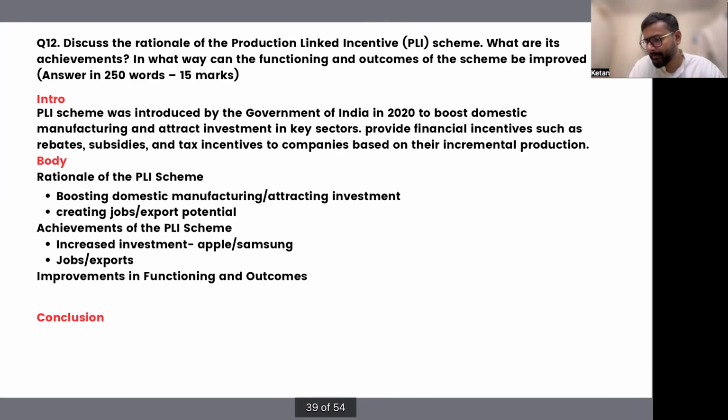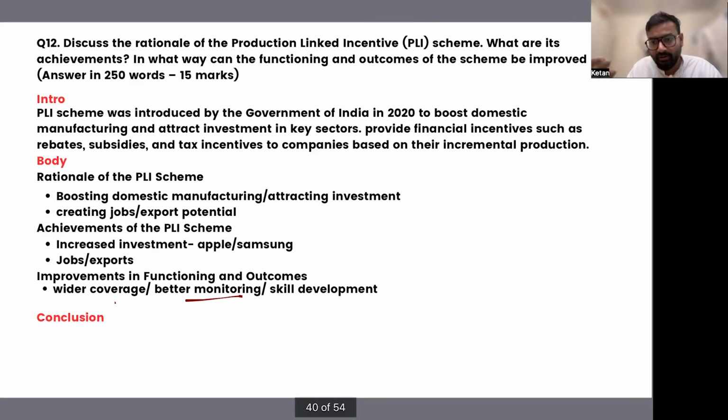Now you want to give some improvements in functioning. Okay. How can the PLI scheme be further improved? Improvement, you already know. In improving anything, obviously you want a wider coverage. So introduce PLI schemes for other sectors also, which are right now not being covered.